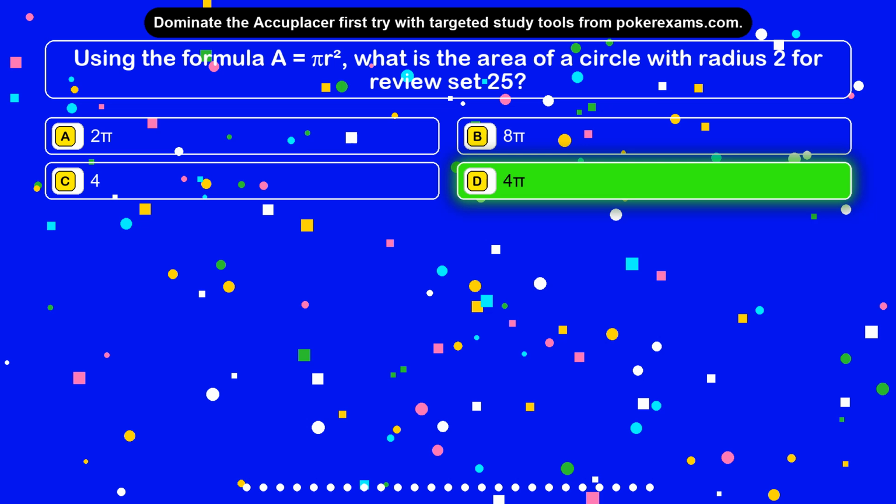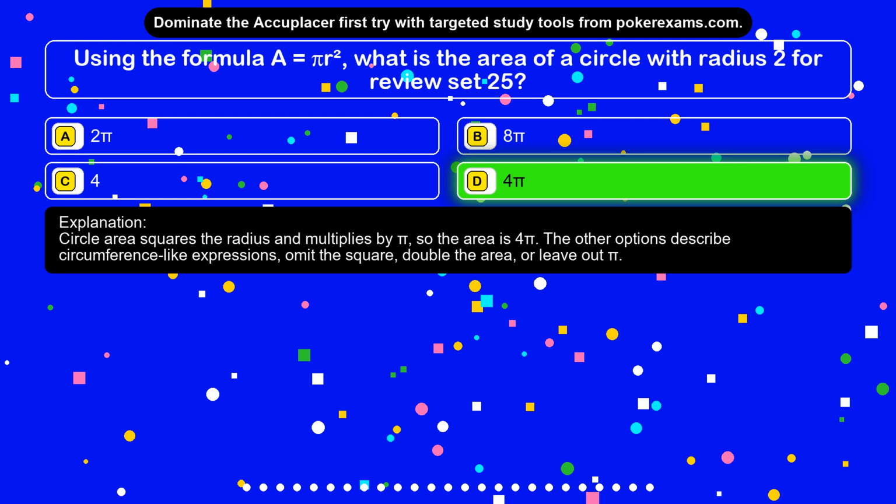The correct answer is option D, 4 pi. Circle area squares the radius and multiplies by pi, so the area is 4 pi. The other options describe circumference-like expressions, omit the square, double the area, or leave out pi.